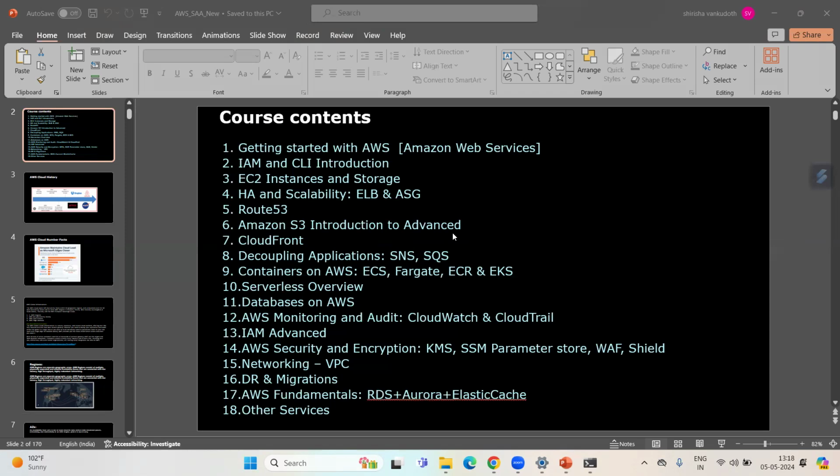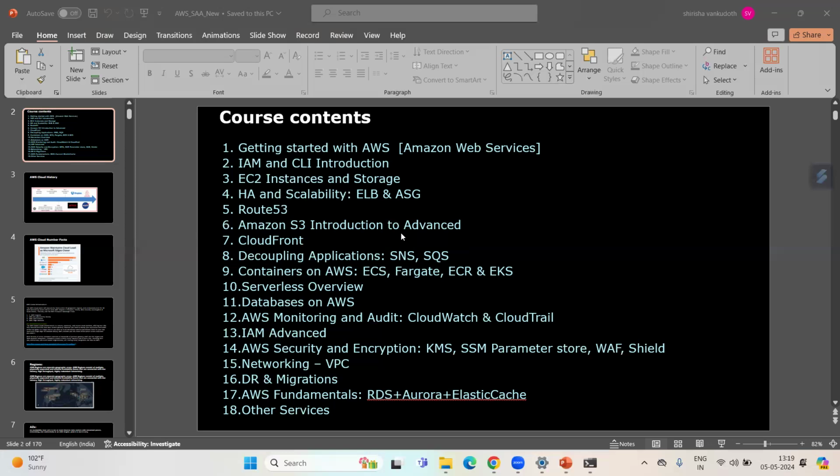In this course, we will be starting with the basics. Does anyone know what AWS stands for? Amazon Web Services, right. So we will see what AWS is, the history of AWS, and how to create the free account. I heard that most of the people are not aware of AWS, and how to create the account.